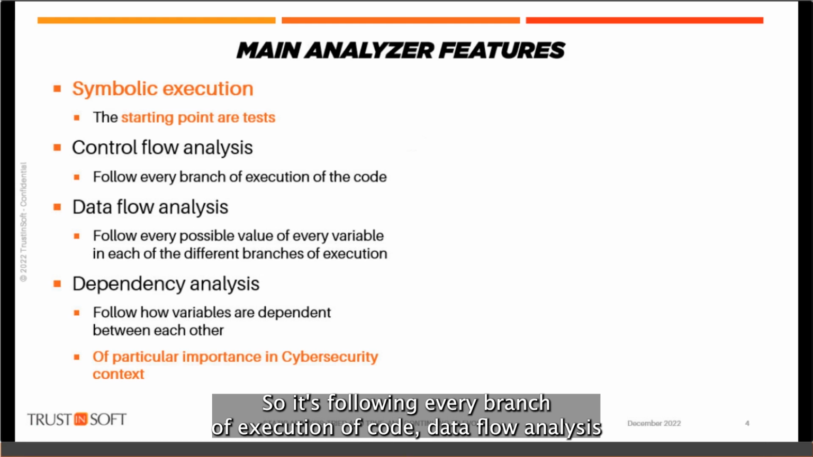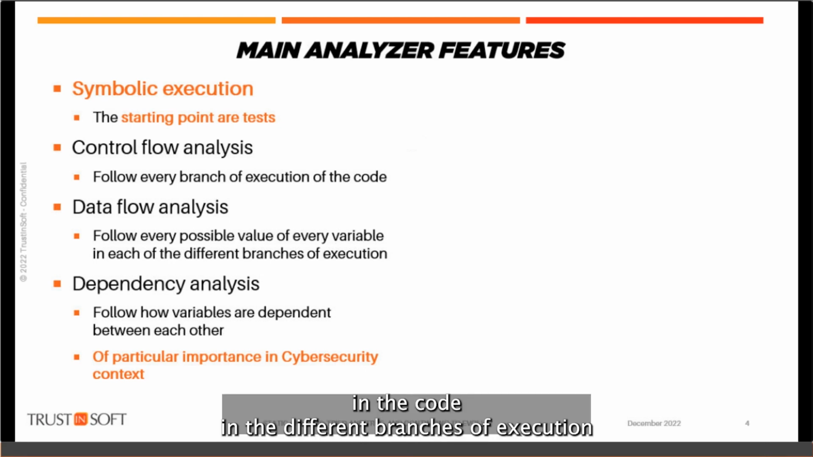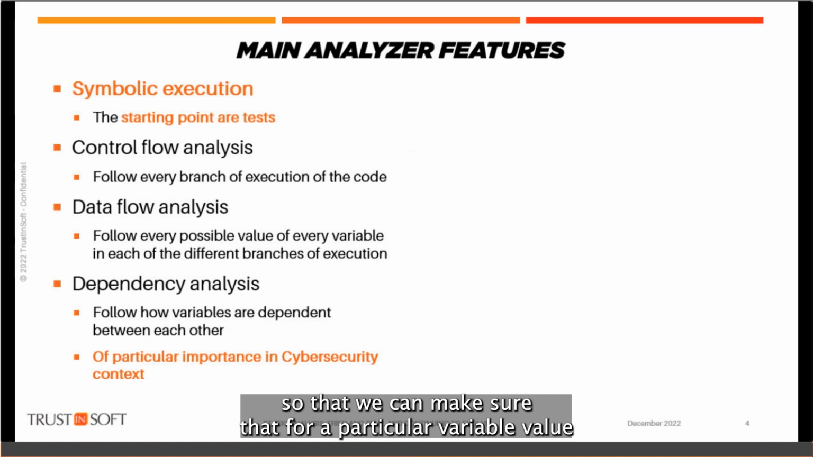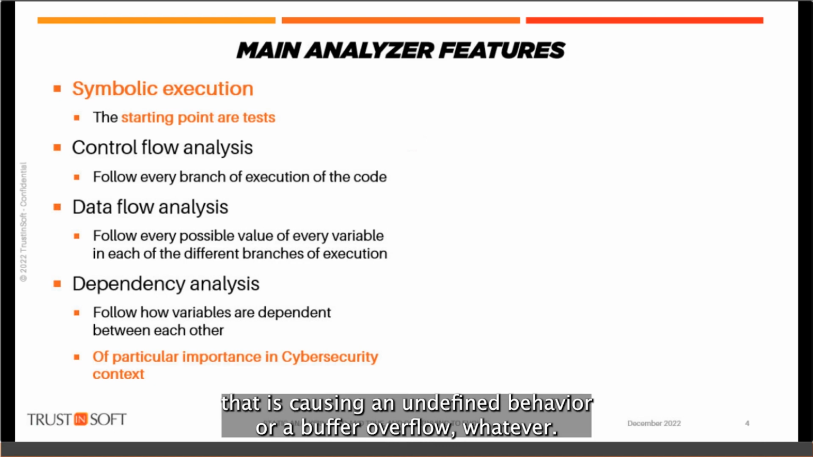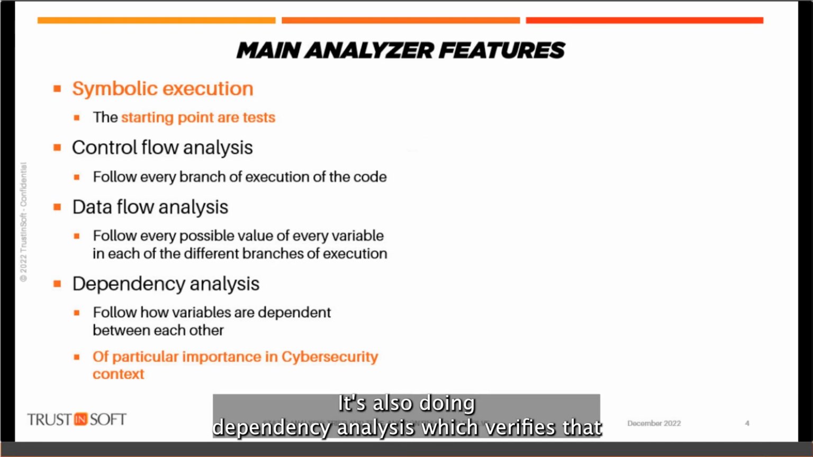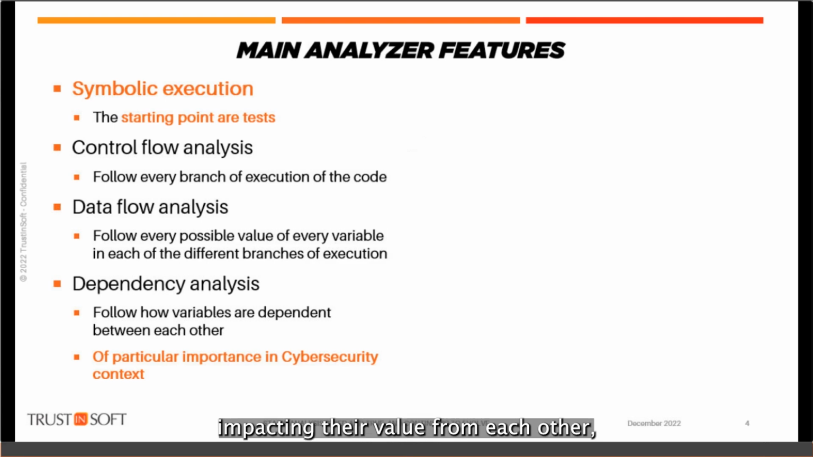So it's following every branch of execution of the code, and doing data flow analysis, every possible value of every variable in the different branches of execution, so that we can make sure that for a particular variable value in a particular branch, there's not a particular condition that is causing an undefined behavior or a buffer overflow, whatever. It's also doing dependency analysis, which is particularly useful for cybersecurity: the dependency between variables, how they impact each other's value.